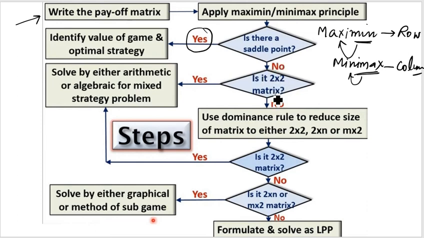We are going to go to the 2 cross 2 matrix. If the matrix is 2 cross 2, then we use the arithmetic method or algebraic method to solve the problem. And it is basically the mixed strategies over there. Mixed strategy means basically probabilities, so both strategies have weightage over there.